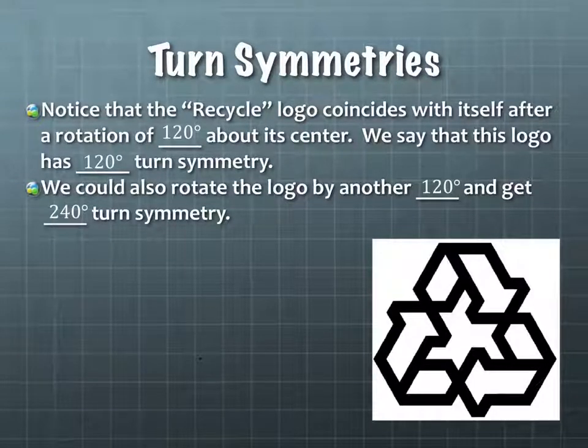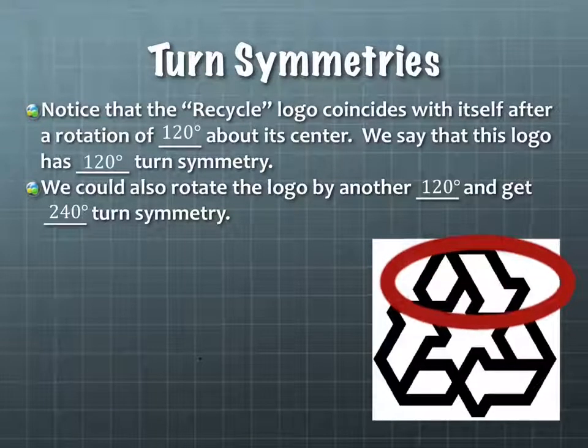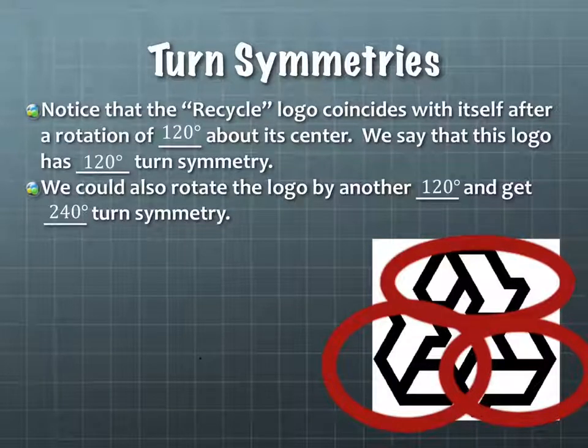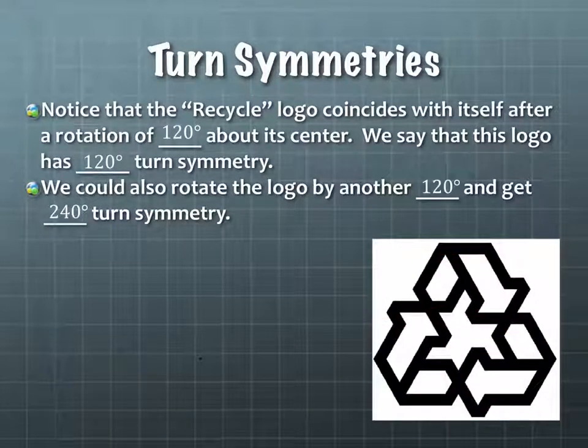So you might be asking yourself, how did we get 120? Well, if we went all the way around, it'd be 360, right? And do you see how it looks like it has 3 images that all match itself? That's what's going on. So what's 360 divided by 3? 120. So if I rotated this 120 degrees, I would have the same image.